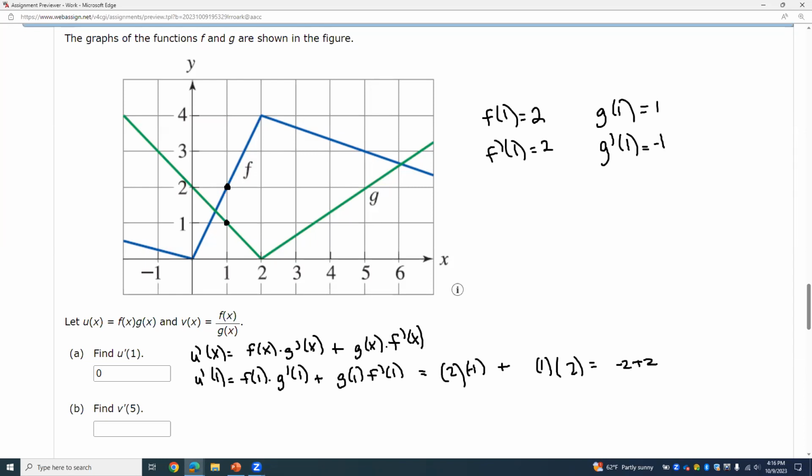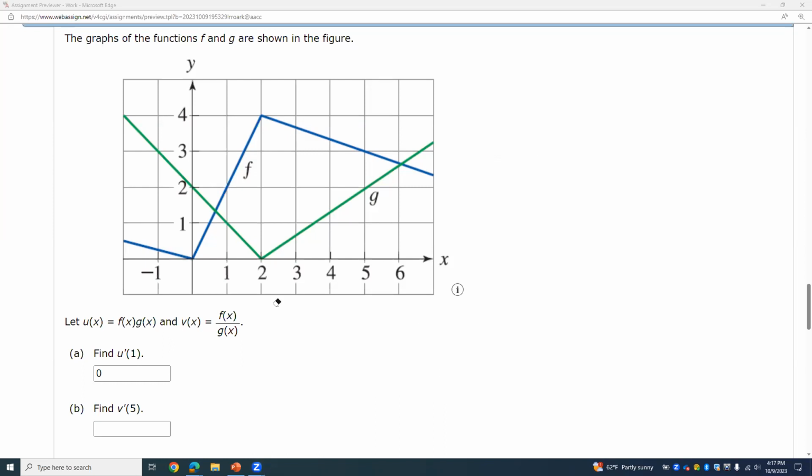Okay, another version of practice. The next question says the derivative at v of 5, and this time they tell us that v is f of x divided by g of x. Great. So to find the derivative at v of 5, if v of x again is a quotient, I won't even add in the numbers yet. It's g of x times the derivative of f of x minus f of x times the derivative of g of x, all divided by g of x squared.